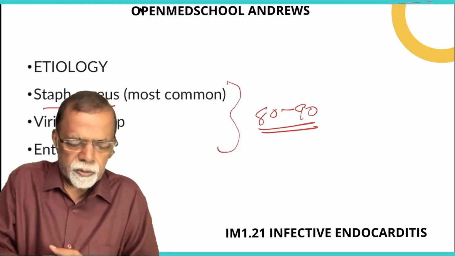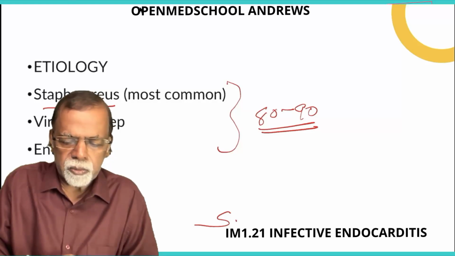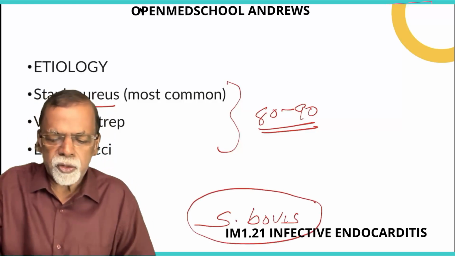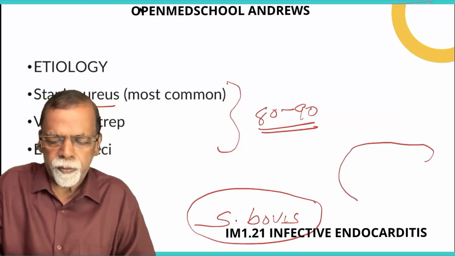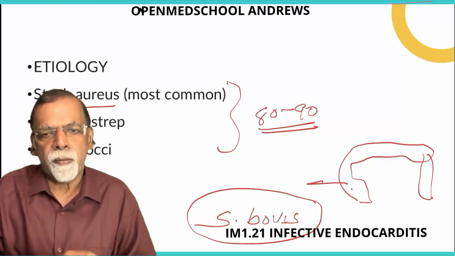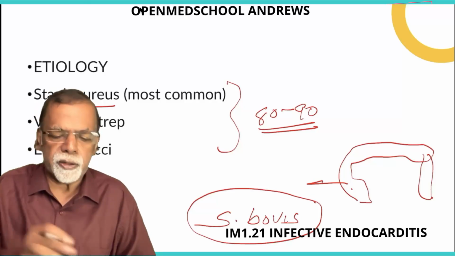Streptococcus gallolyticus, or Streptococcus bovis as it is otherwise called. This is important because in patients with carcinoma colon, this is the most common organism. So if somebody with a carcinoma colon comes with endocarditis, think about Streptococcus bovis or Streptococcus gallolyticus.